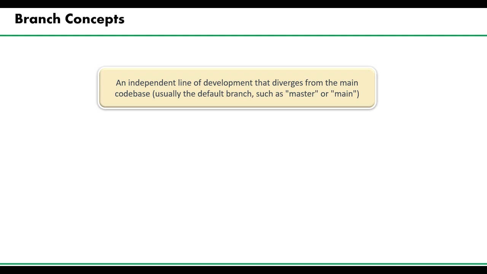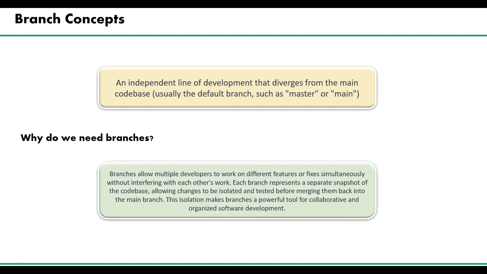So why do we need branches? This is a very good question actually. Let me explain this like this. Branches allow multiple developers to work on different features or fixes simultaneously without interfering with each other's work. That is very important actually. Each branch represents a separate snapshot of the code base, allowing changes to be isolated and tested before merging them into the main branch. This isolation makes branches a powerful tool for collaboration and organized software development.